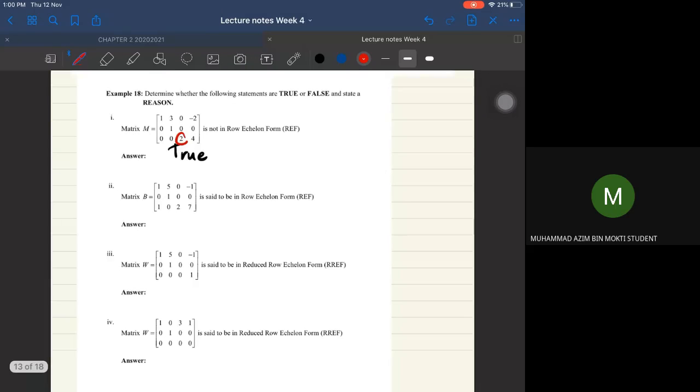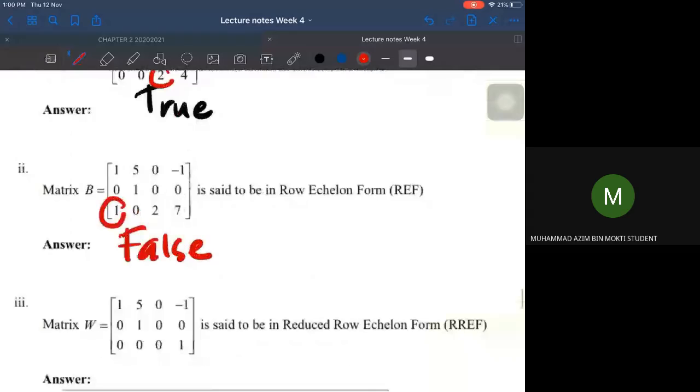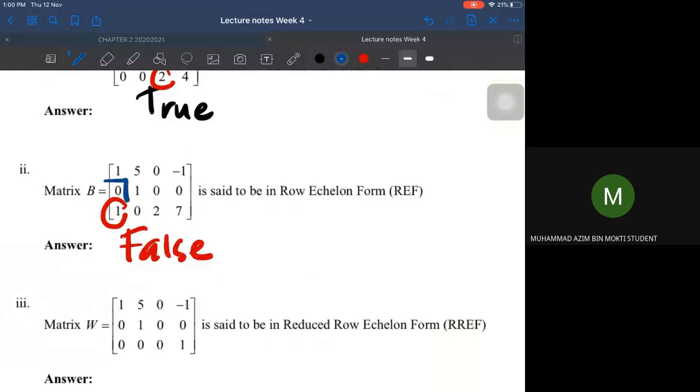Number 2, matrix B is REF. False. Okay. Sebab apa false? Dia tak memenuhi syarat yang ketiga. Kalau awak tengok ni, yang ni dah jadi tangga kat sini kan. So 1 tak boleh ada kat bawah tu lah. So the next 1 should be dekat 2 ni ke. Okay.